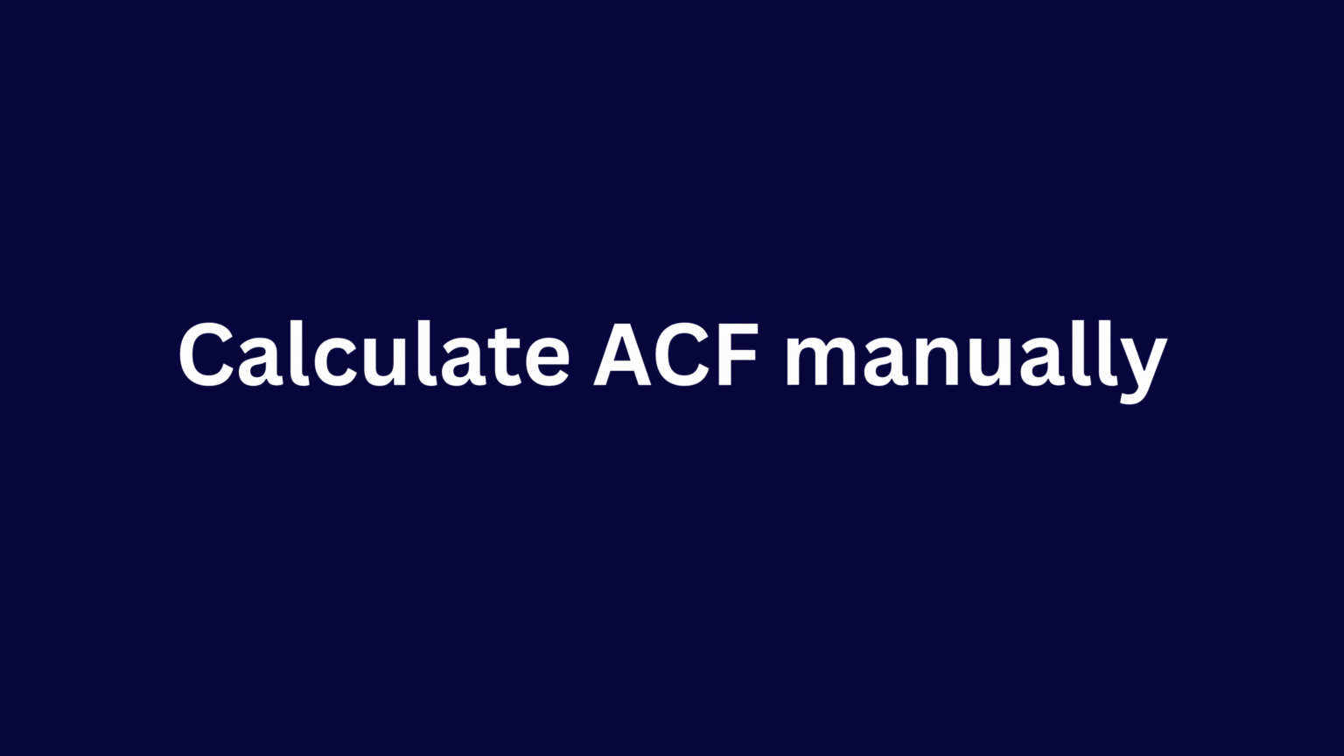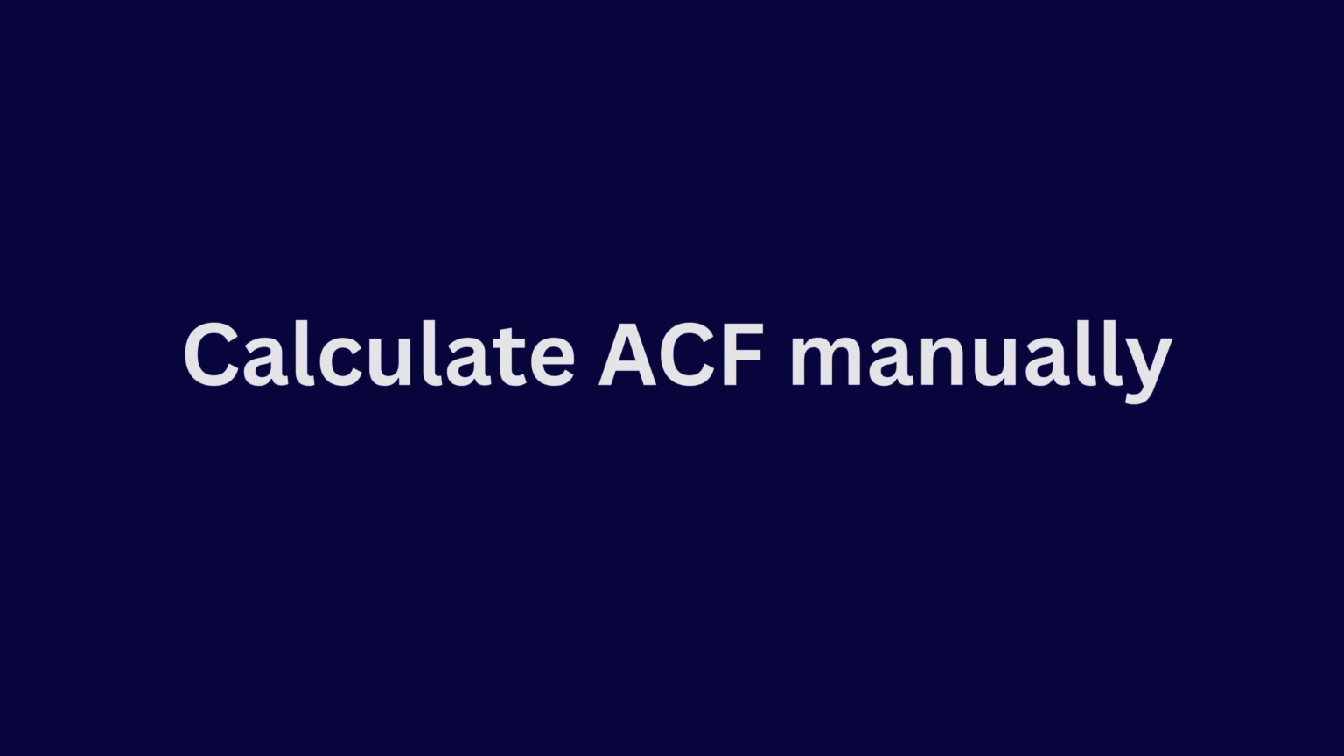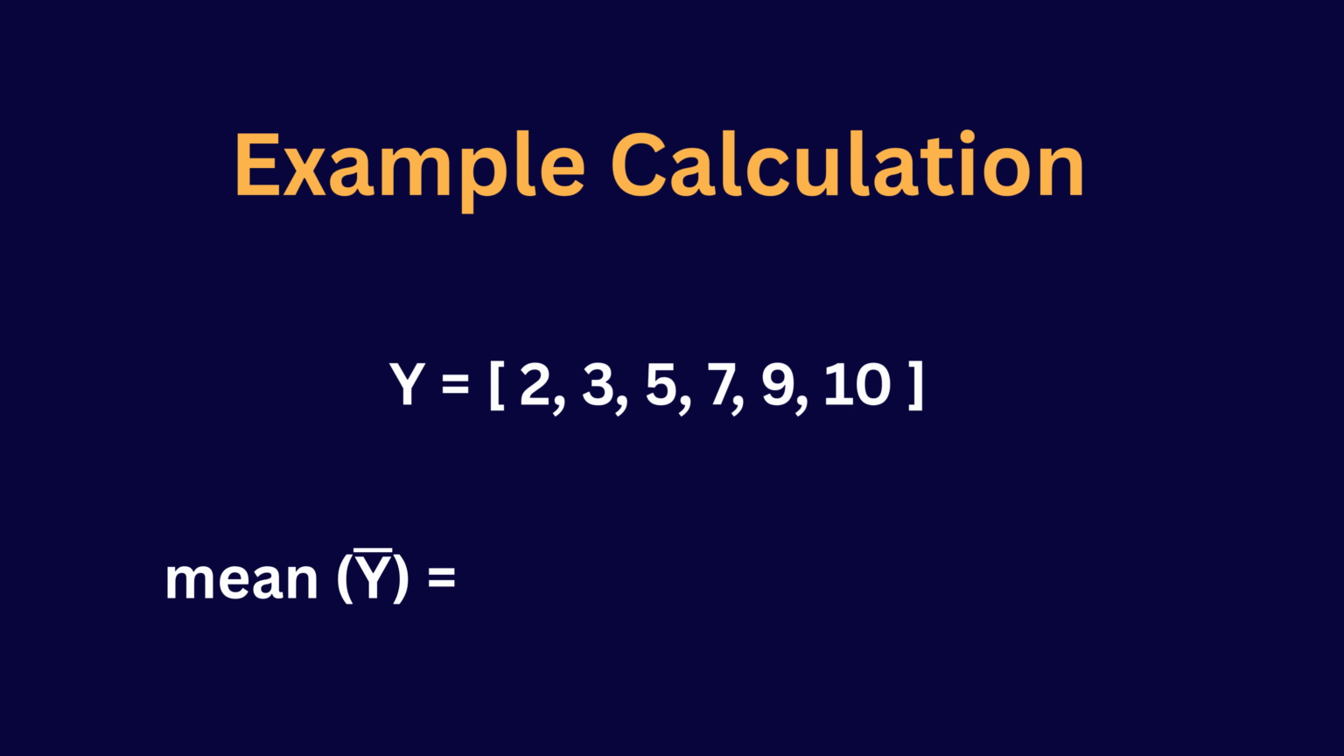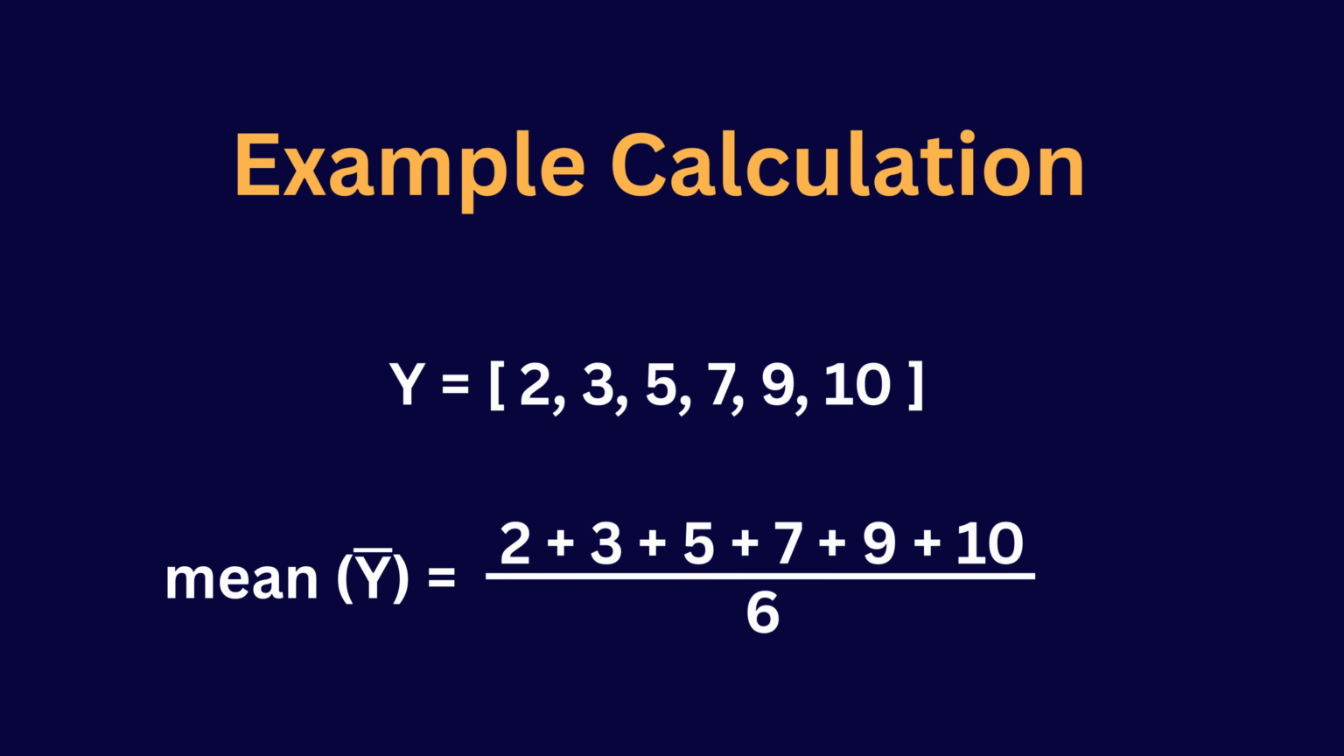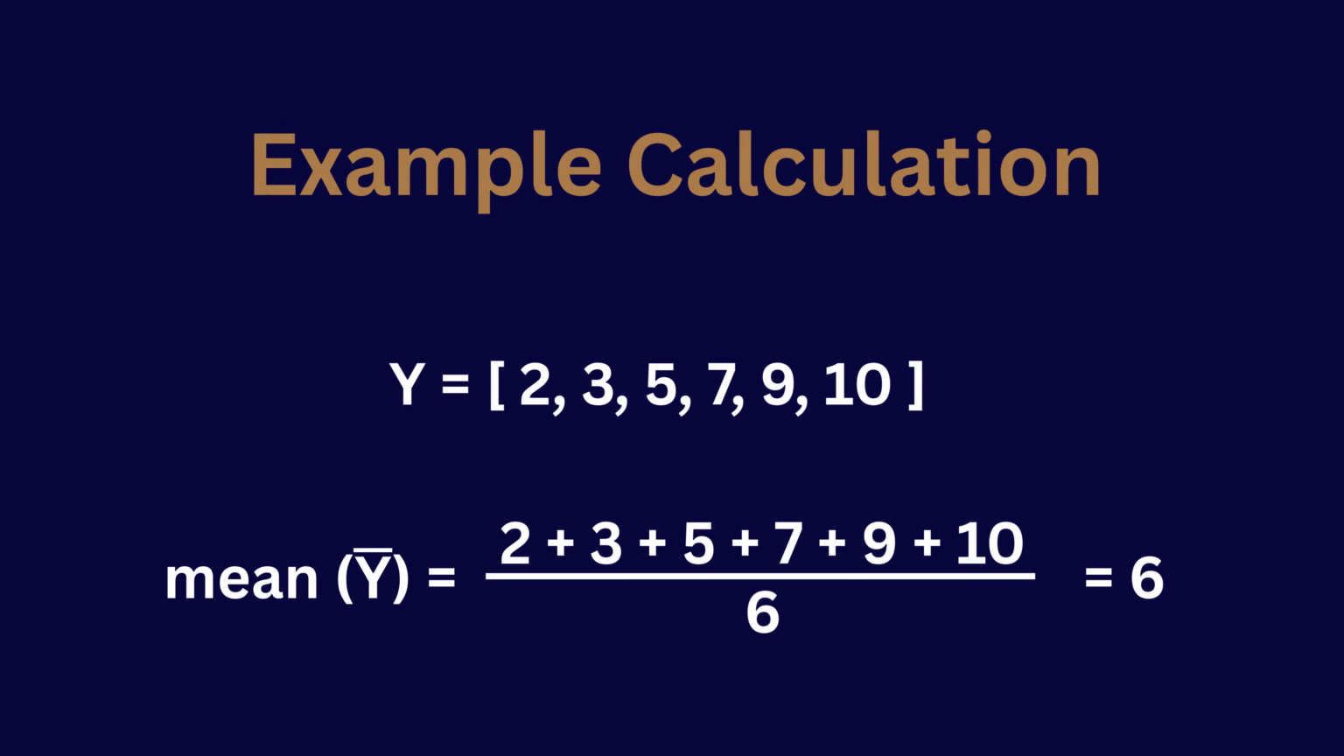Let's see how to calculate autocorrelation function manually. So this is our example. These are the y values: 2, 3, 5, 7, 9, and 10. First we have to calculate the mean, y bar. So 2 plus 3 plus 5 plus 7 plus 9 plus 10 divided by 6 equals 6. So our mean value is 6.